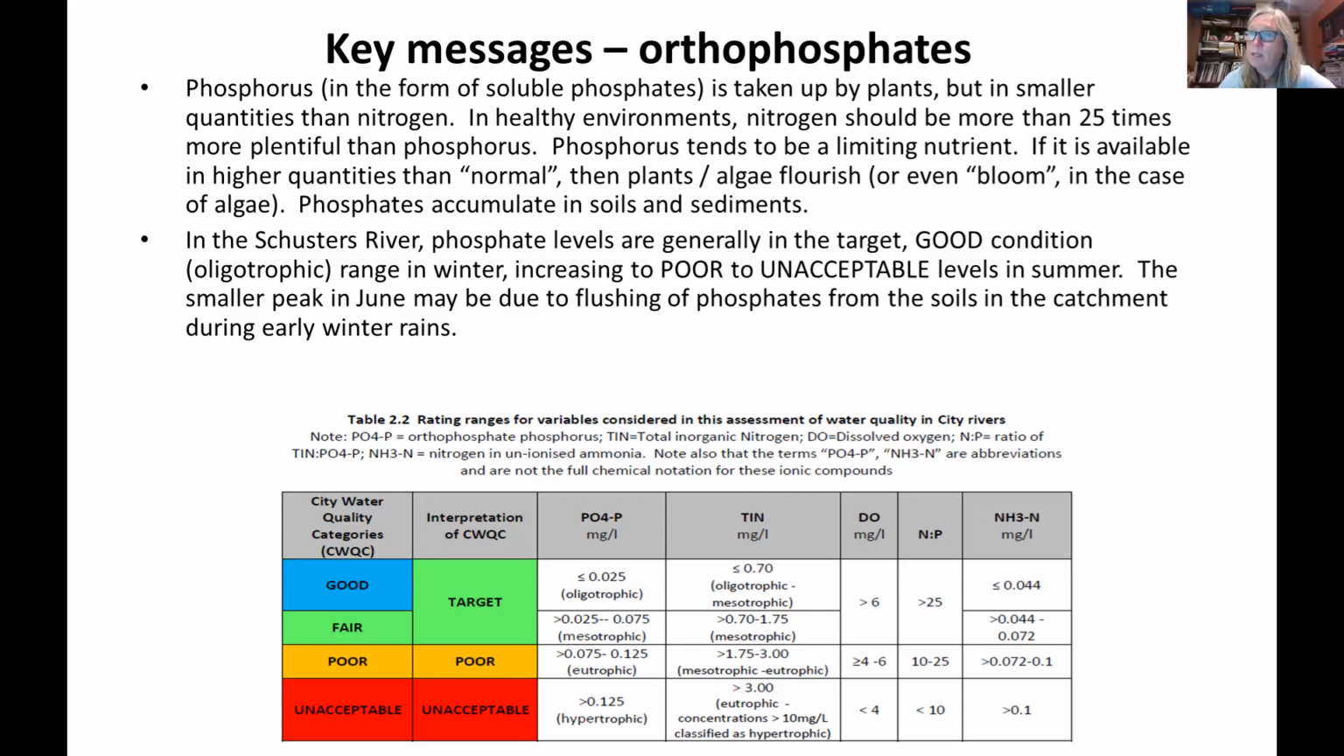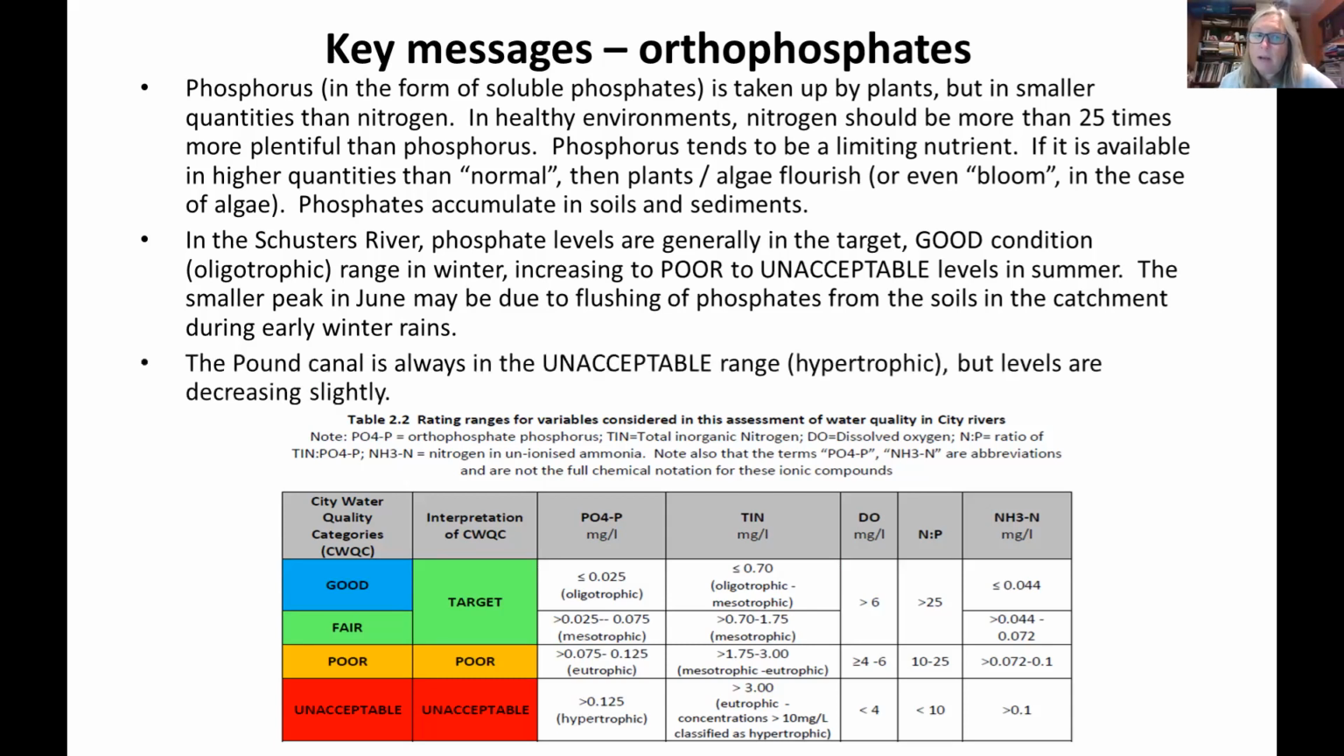The smaller peak in June, as I said, may be due to flushing of phosphates from the soil in the catchment into the river. And then the Pound Canal, unfortunately, is always in the unacceptable range, always hypertrophic, high levels of phosphorus. So even though it's decreasing slightly over time, it's still extremely high, so still to be worried about.